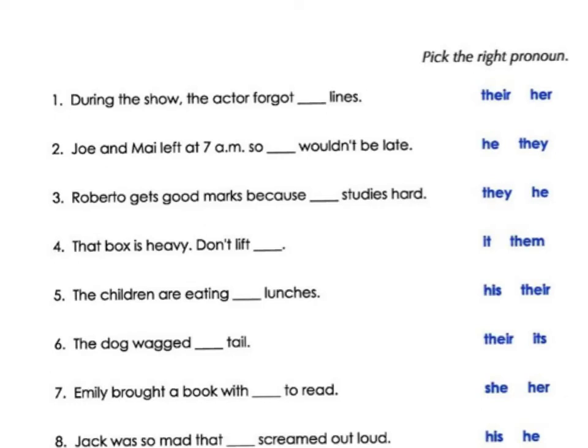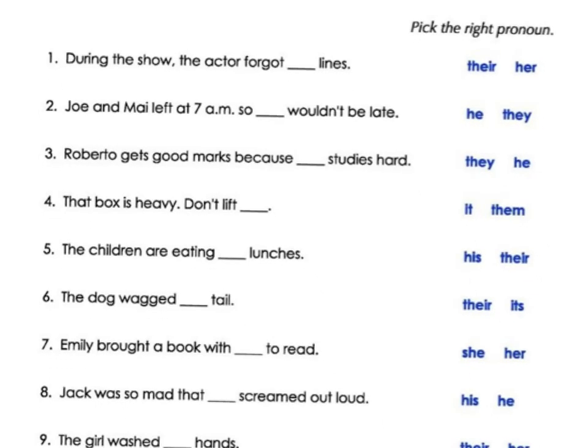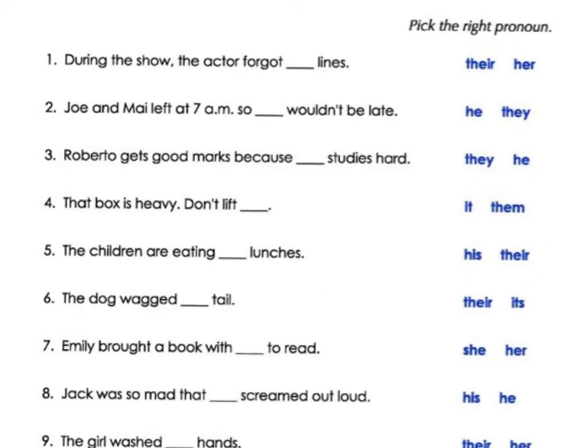Here we're going to do some sample exercises. The first one says, during the show the actor forgot blank lines. Now, you're looking for the subject in the sentence, and we have the actor. It is not clear if it's a man or a woman or a boy or a girl, but it is one. It's not actors, it's actor. So looking at the two choices over here, only one of them is a singular pronoun, and that's her. So there would not be the answer. During the show, the actor forgot her lines.